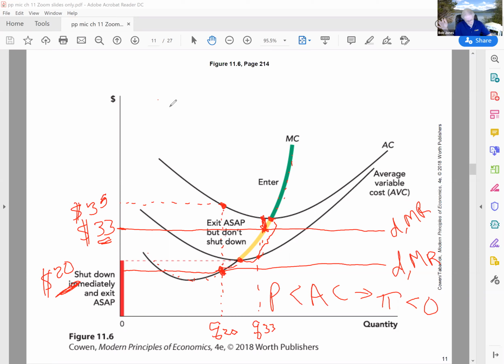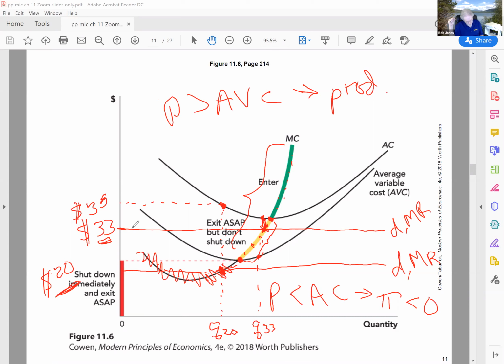If price is at least AVC, then the firm has an incentive to produce, which means that the supply curve will include all of these points on the marginal cost curve all the way down to here. This is the supply curve for the individual firm. It does not include these points down here. We covered that quickly.